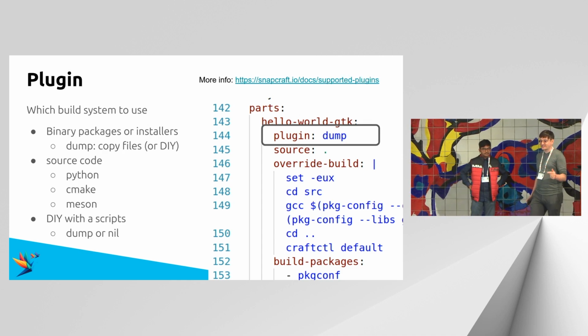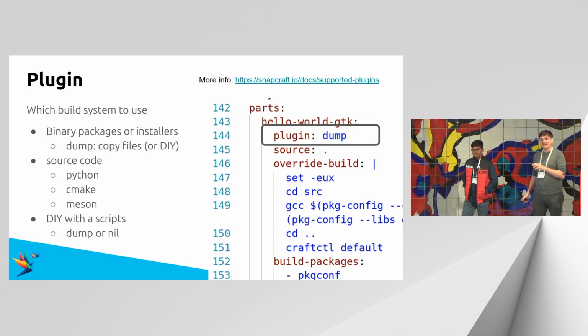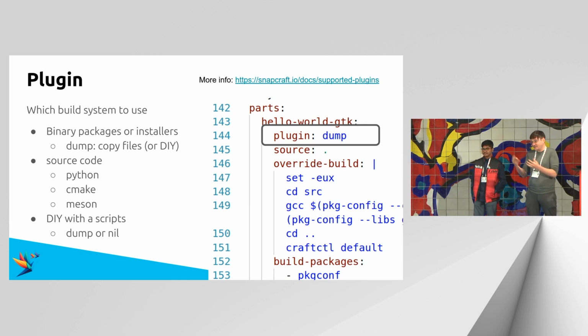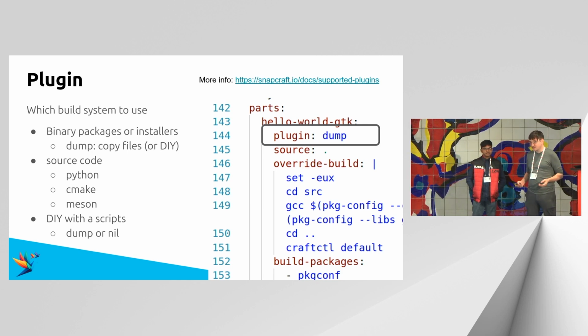So let's go through it step by step. Plugin is basically which build system to use. You can create a Snap from binary packages. If you already have another build system that builds binaries, then you can just put that binary inside of a Snap using the dump plugin. Or if you want to build your application from source, you can use the Python plugin or the CMake plugin or the Meson plugin. There are, I don't know how many, but like 20, 30 different plugins accepted.